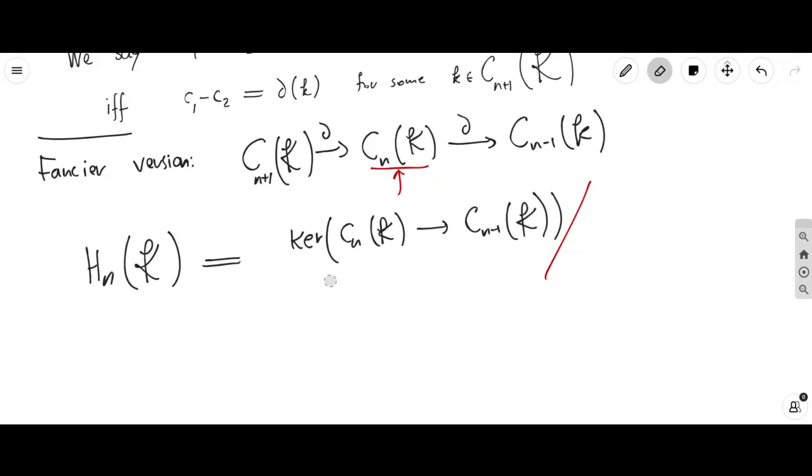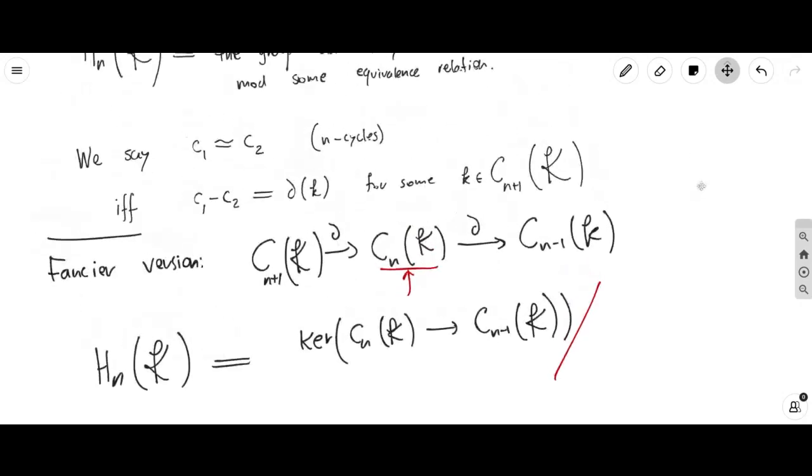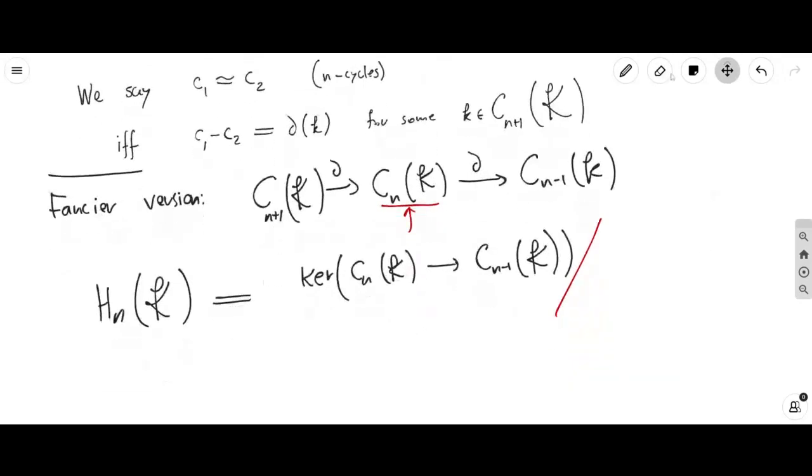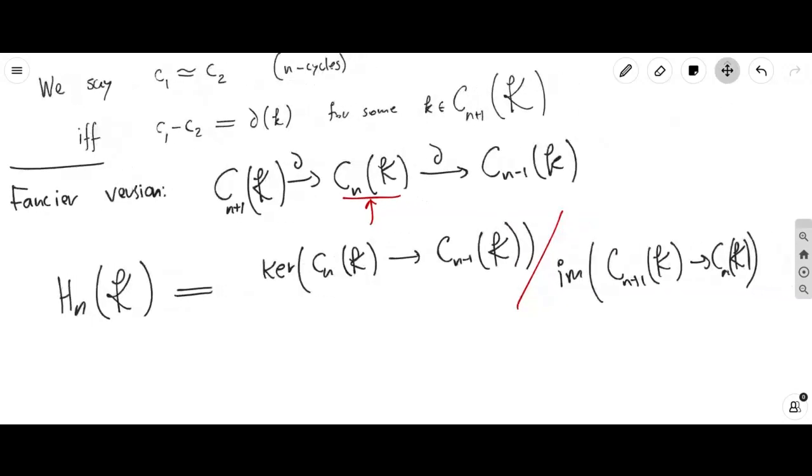So you look at the cycles, and you're going to mod them out by a subgroup. And the subgroup is exactly the ones that come from the previous dimension. So there's something in the previous dimension that maps to it. So you're going to look at the image group. You're going to take delta, apply that, and look at the image. So this is going to be modded out by the image group. It's the image of Cn+1 of k into Cn of k. Like this. And that's the way you define it.